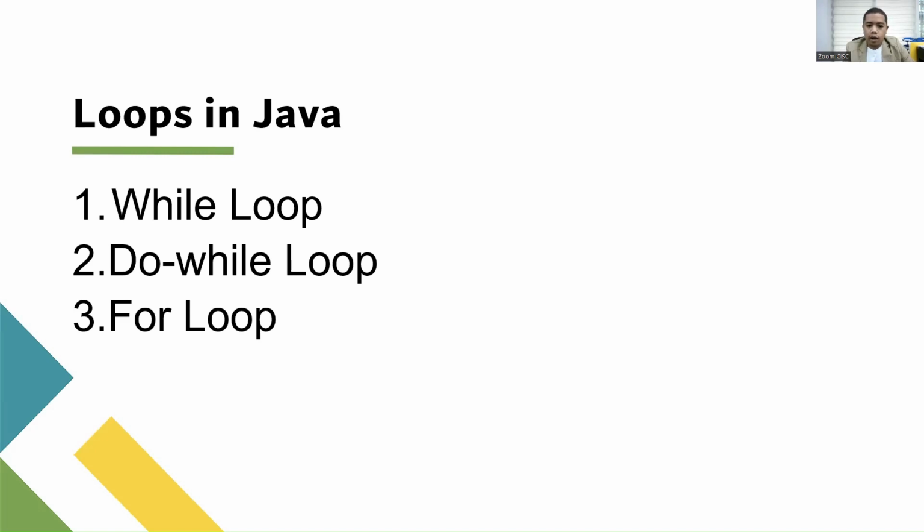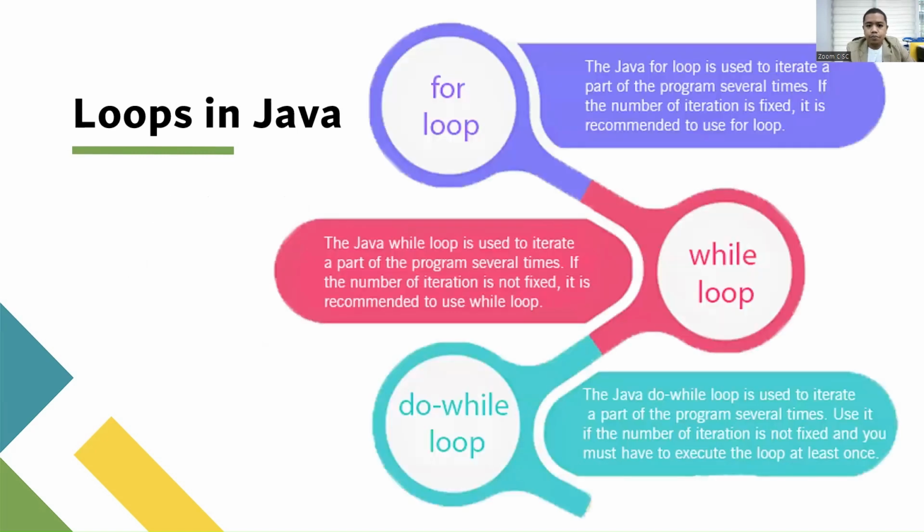These are the while loop, the do while loop, and the for loop. Depending on the need of the problem, we're going to identify which is the best to be utilized in terms of the loop structure. First is the for loop. The for loop is used if we know the number of iterations of our execution, meaning the number of iterations is fixed.